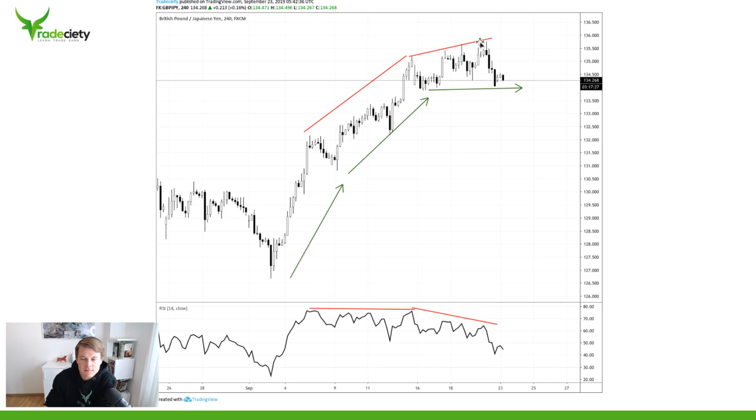rallying higher. There are more and more bearish candles, and the RSI indicates that it is not making higher highs anymore. And the RSI is doing something that we call a divergence. A divergence is when the price action and the indicator are not agreeing. So here you can see the price was going higher, RSI was going higher. Here you can see the price is going higher, but the RSI is not going higher anymore.